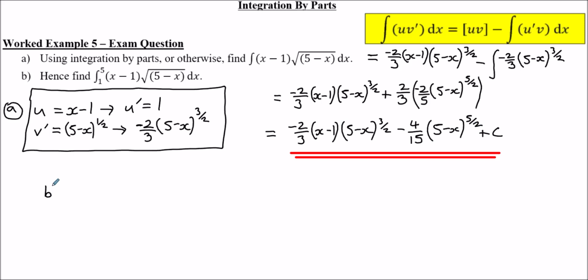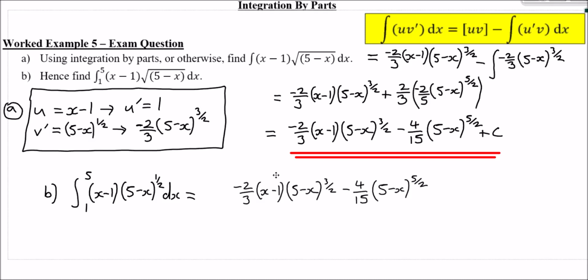So therefore, for part B, the integral between 5 and 1 of x minus 1, and I'm going to rewrite this as (5 minus x) to the half dx. That's going to be essentially just all of this integrated without the plus c constant of integration. So if I just copy this bit here and paste it here, like so, just like magic. There's no magic here, sadly, apart from the maths itself. So that's going to be the integral in between 5 and 1.